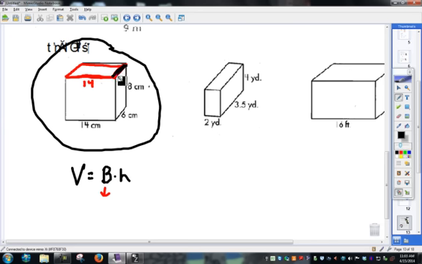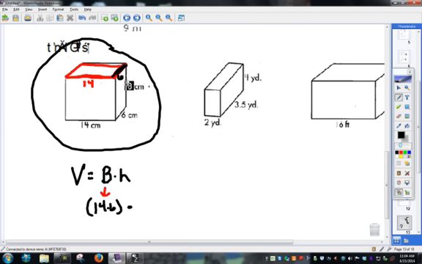It's going to be 6, right? So it's going to be 14 times 6, again in parentheses. Now, if you did the front as your base, then you would have done 14 by 8. 14 times 8 is your area of your base. If you did the right side, you would have done 6 times 8 in parentheses.